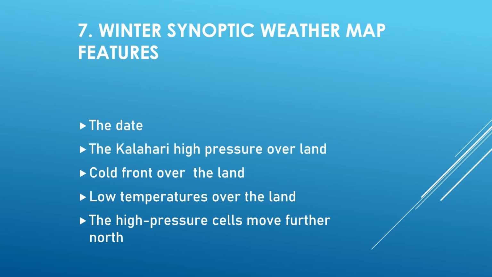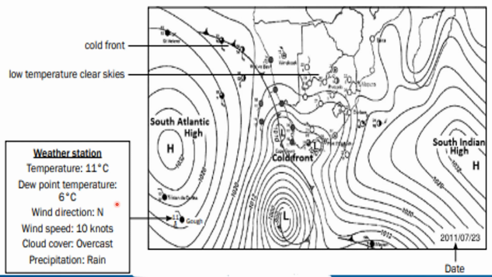Okay, now let's pass to how we can identify the winter season. If it's winter, you can identify it with the date. If it's a winter date, and the Kalahari high pressure cell over land. So this is the high pressure cell that you will find over land. It is called the Kalahari high pressure cell. And then there is a cold front over the land. The high pressure cell will move further north now, not further south, and the low temperatures will be dominant over land. And then we will see the map of the winter season.